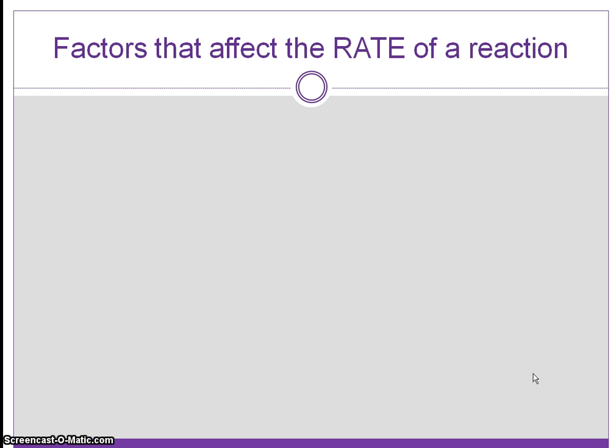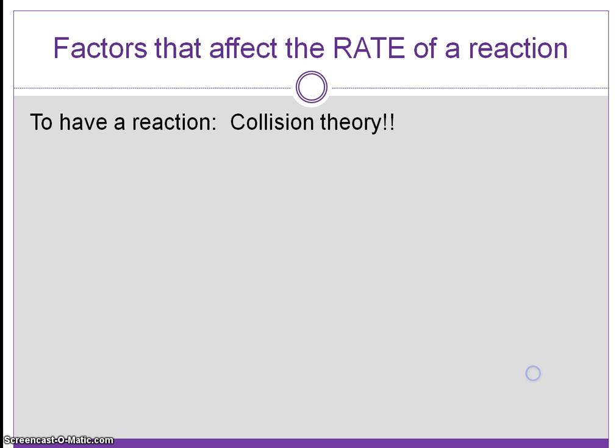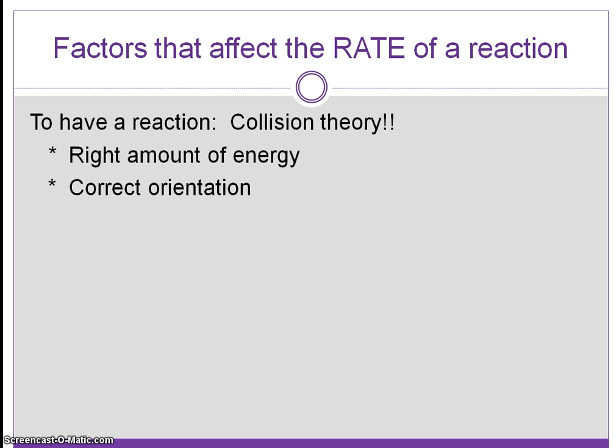And the last thing is just talking about how fast a reaction occurs. So first we need to review collision theory. We talked about this a little bit before. Just because two particles collide doesn't mean that they're necessarily going to react. There's two things that have to happen. They have to hit with enough energy. So if they're moving too slowly, they're just going to bounce right off each other. And then the other thing is they have to have the right orientation. So if they're turned the wrong way, they're not going to hit in the way that will help them react.